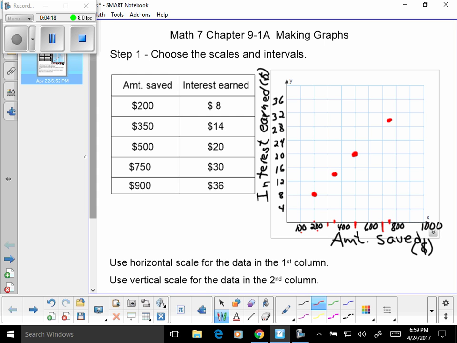And my last entry is for 900 with an interest of 36. My 900 is here on this line. I'm going to follow that up to 36 and make a dot. For this lesson, you are not going to be required to connect the dots. That comes in a later lesson.